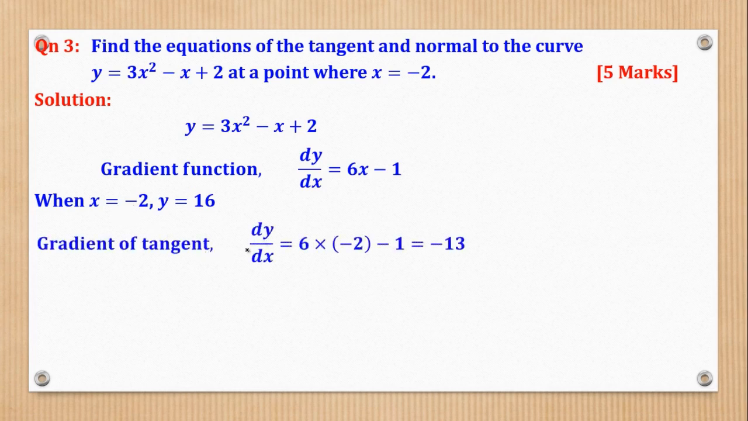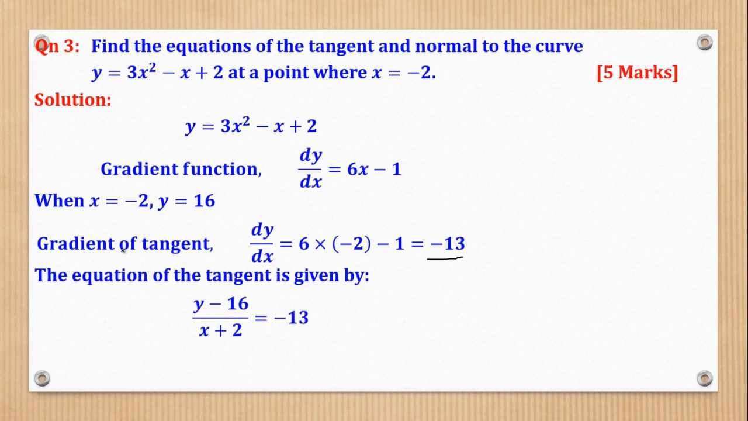Therefore, the gradient of the tangent will be got by substituting for x. By that, x is substituted at this point to give you negative 13 as the gradient. Therefore, the equation of the tangent will be got by changing y over changing x. So changing y will be y minus 16, changing x will be x minus negative 2, which is x plus 2, equal to the gradient, which is negative 13. Cross multiply and collect like terms to come up with this as the equation of the tangent.